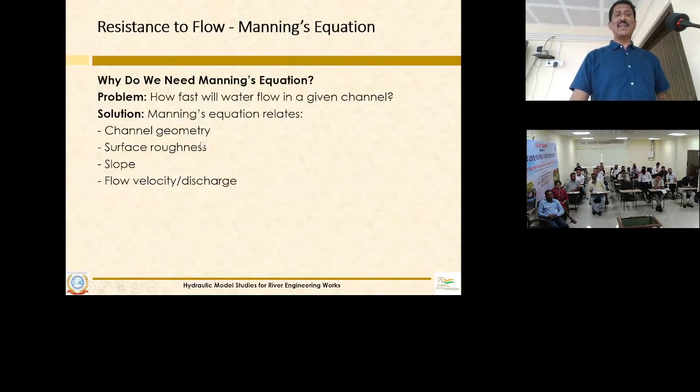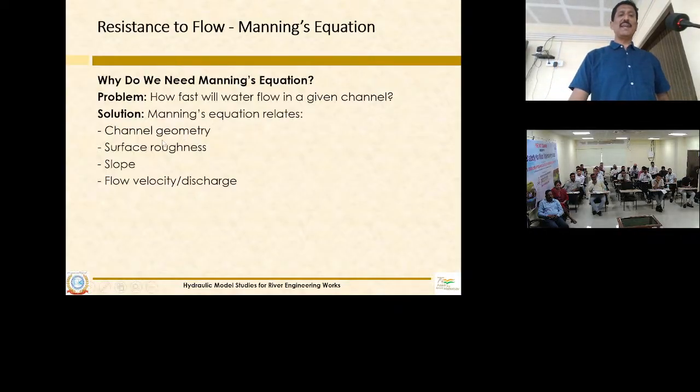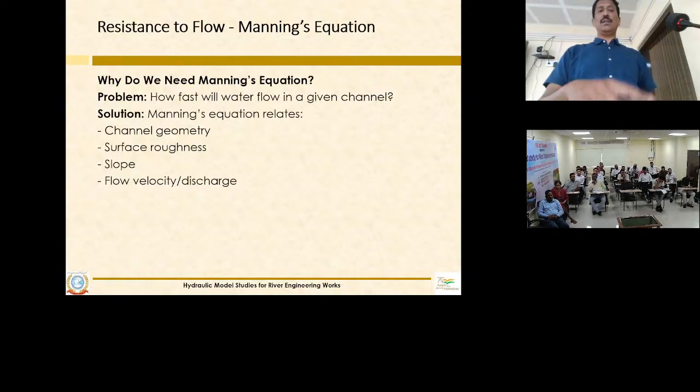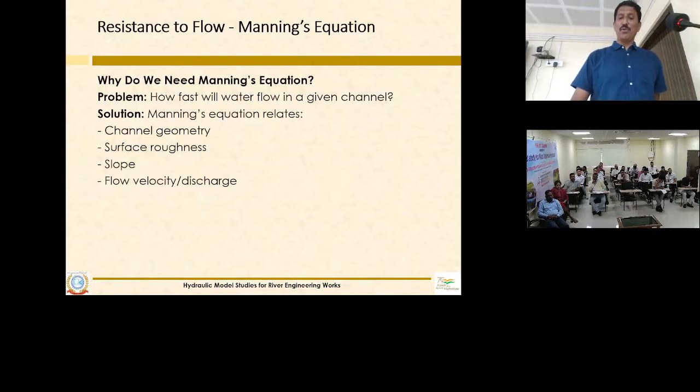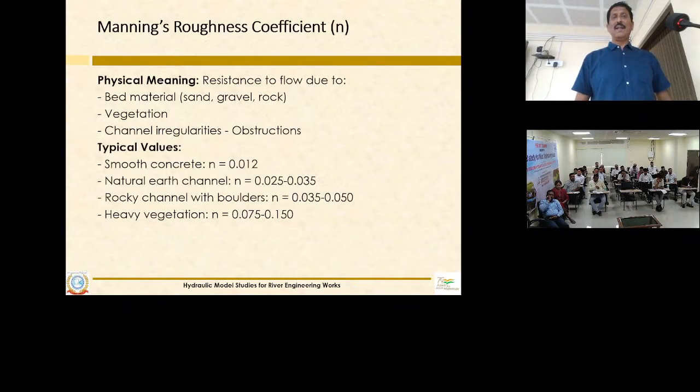Now, the Manning's equation: HEC-RAS is using Manning's formula for its friction computation. Manning's equation can relate the channel geometry, surface roughness, slope, flow velocity and distance, so it takes all of these into account while calculating the friction. And this is basically Manning's formula. What Manning's values should you use in your model as the initial guess? Because all these values are for the initial guess, not for the final.